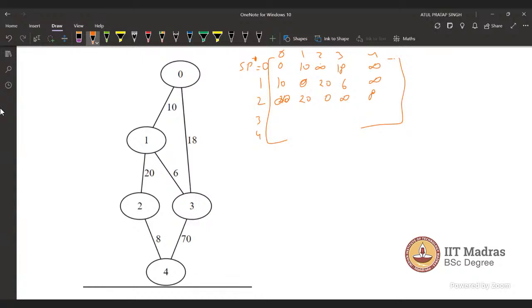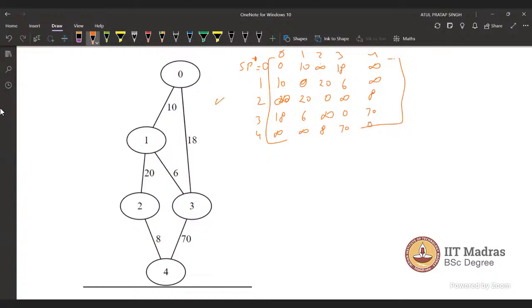Same with 3: 3 to 0 is 18, 3 to 1 is 6, 3 to 2 is infinite, 3 to 3 is 0, 3 to 4 is 70. Then for 4: 4 to 0 is infinite, 4 to 1 is infinite, 4 to 2 is 8, 4 to 3 is 70, and 4 to 4 is 0. So this is the initial matrix.